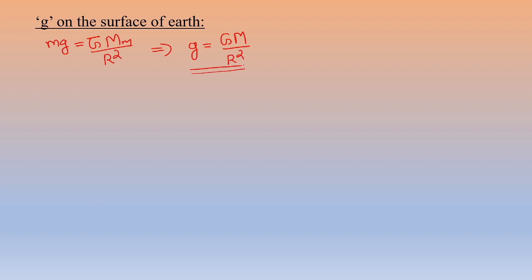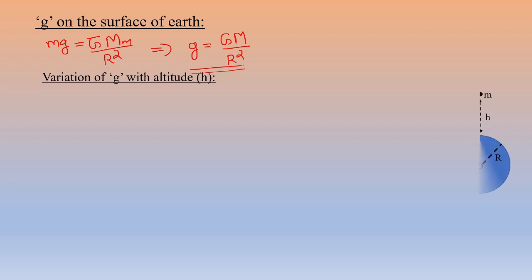Next we are going to see what happens to the value of g when we move up to a given height. Let us see. Suppose we place an object of mass m at a height h. Now what is the weight acting on that body? That is equal to m into g. Here the value of g is different from the value of g on the surface of the Earth.